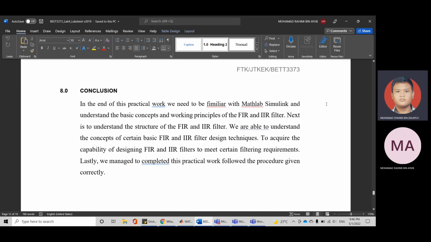For the conclusion, at the end of this practical work, we need to be familiar with MATLAB Simulink and understand the basic concept and working principle of the FIR and IIR filter. Next is to understand the structure of the FIR and IIR filter. We are able to understand the concept of certain FIR and IIR filter design techniques to acquire the capability of designing FIR and IIR filters to meet a certain filtering requirement. Lastly, we managed to complete this practical work following the procedure given correctly.